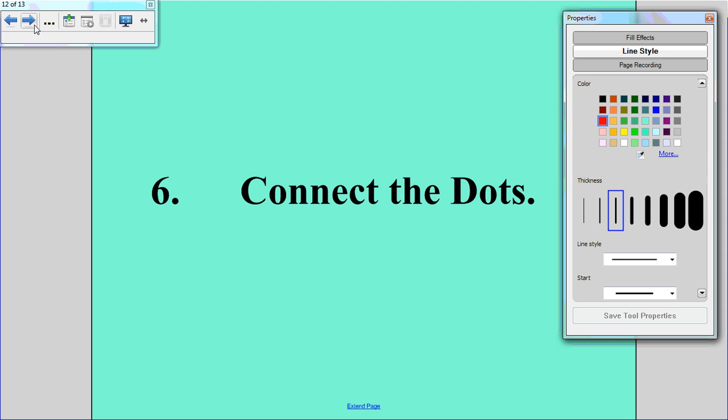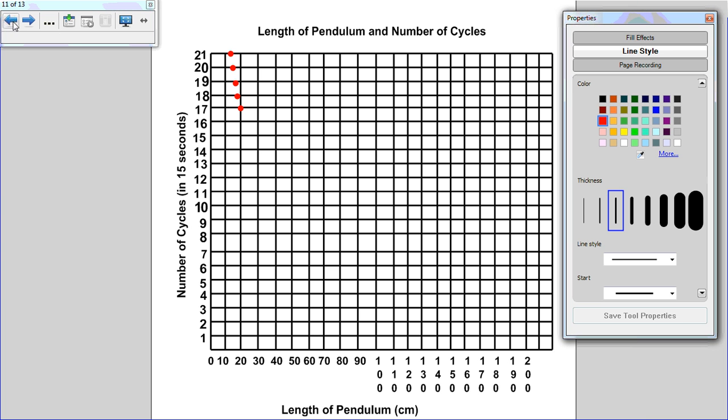The final step of making a line graph is to connect the dots. So going back to the graph, once you've plotted all your dots, just connect them. Until they are all connected, and then you have completed your line graph. The next step would be to look at your line graph and analyze your results.